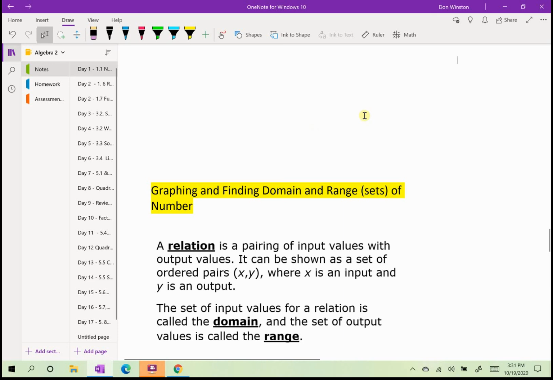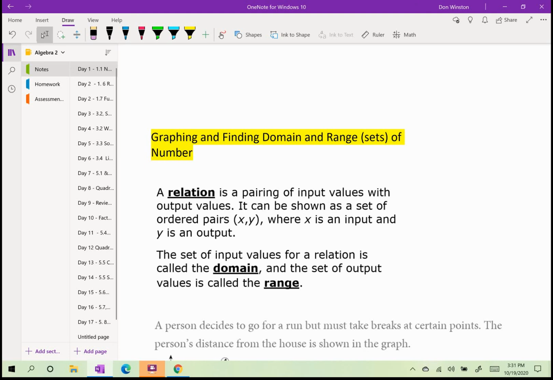Okay, good. Hello again, everyone. This is the second part of day one for trimester 1.2. We'll be looking at graphing and finding domain and range or sets of numbers. And so now you start to see why we first have to learn about sets of numbers before we actually start working with domain and range. So we'll be working with domain and range and graphing.